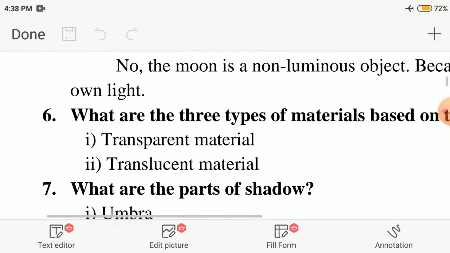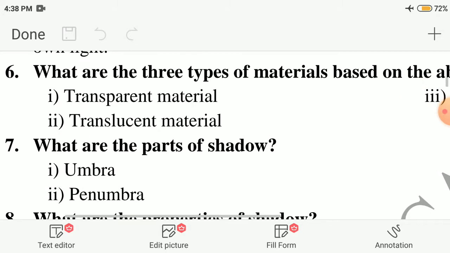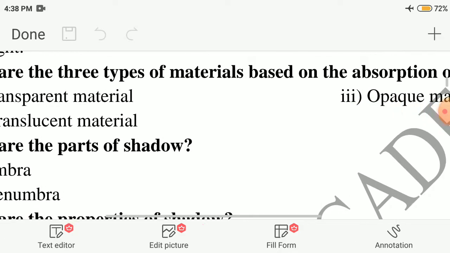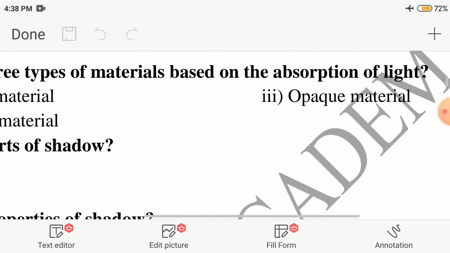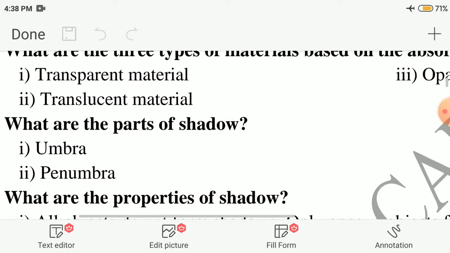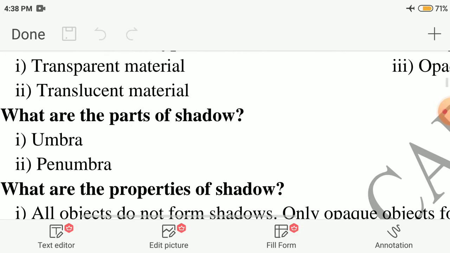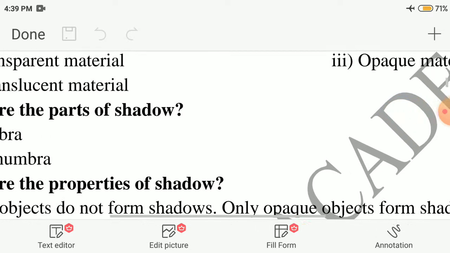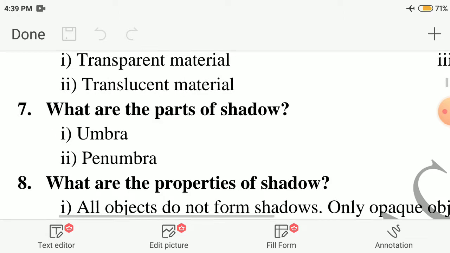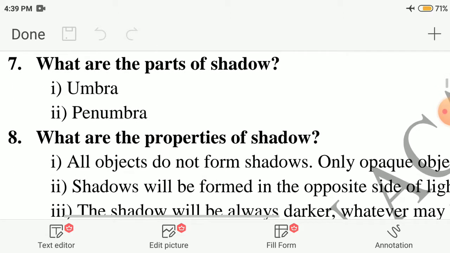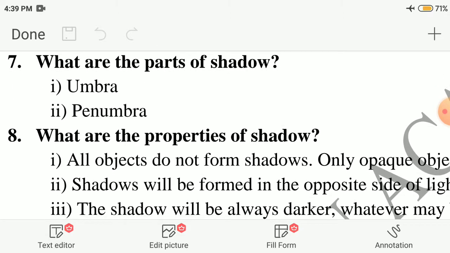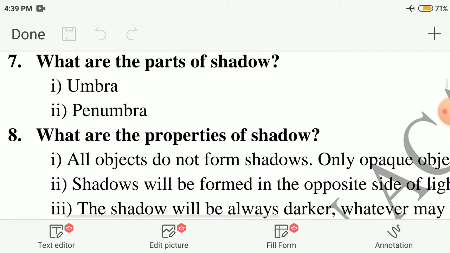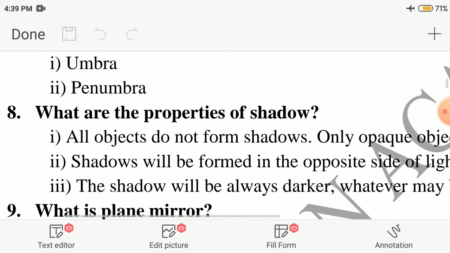Next question, sixth question. What are the three types of material based on the absorption of light? Transparent material, translucent material, opaque material. Seventh one, what are the parts of a shadow? Umbra, penumbra.